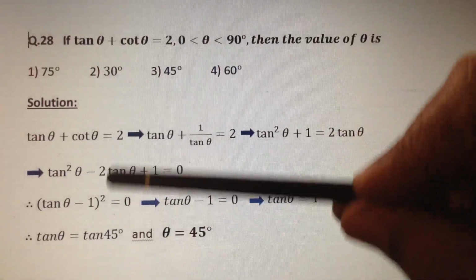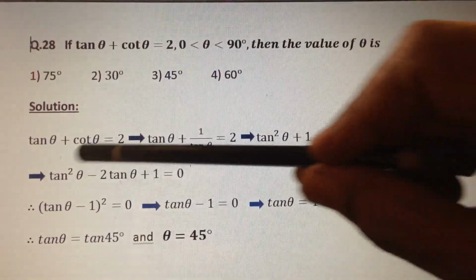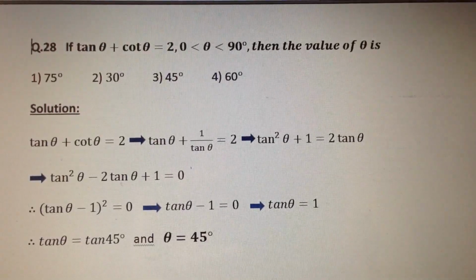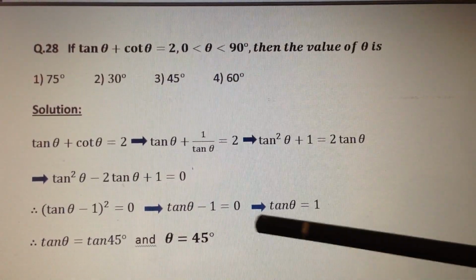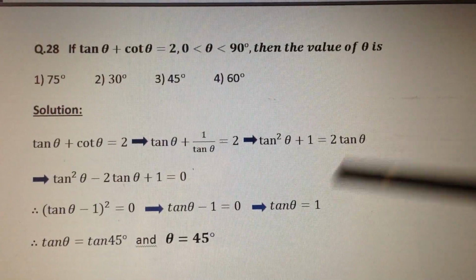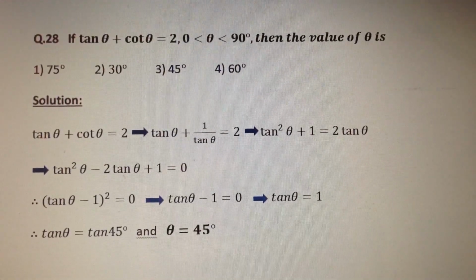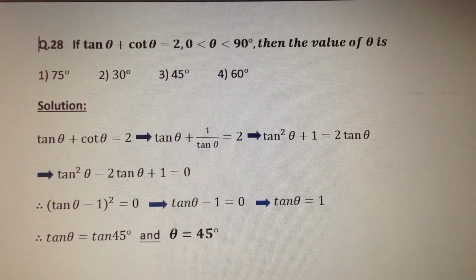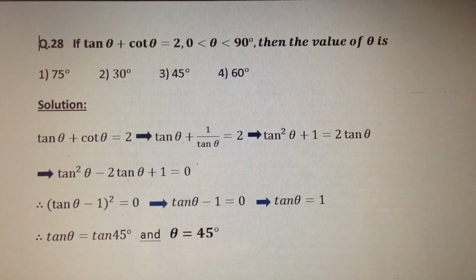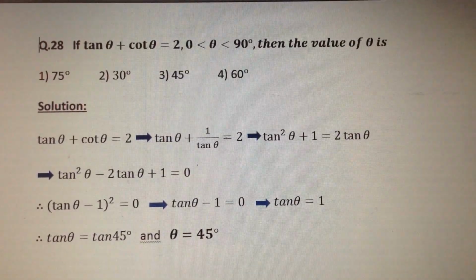This is tan theta minus 1 whole square. This is nothing but tan theta minus 1 whole square. Therefore, tan theta minus 1 whole square is equal to 0, and tan theta minus 1 is equal to 0, and tan theta is equal to 1, which is nothing but tan 45. Tan theta is equal to tan 45, and therefore theta is equal to 45 degrees. So our answer is option number 3.